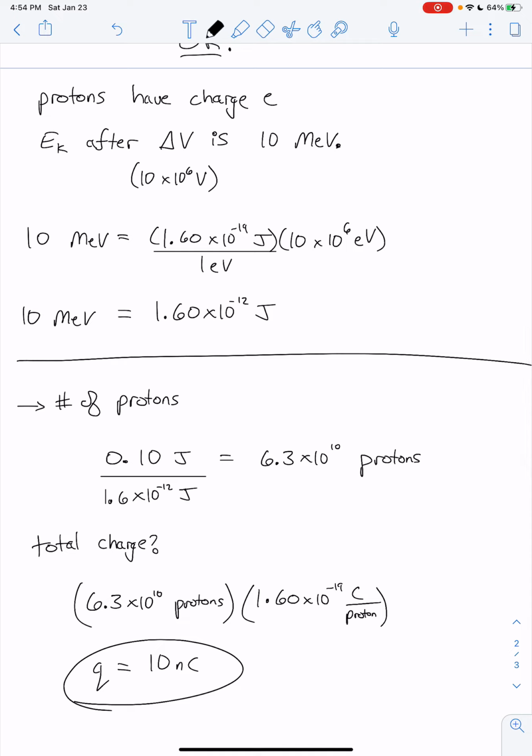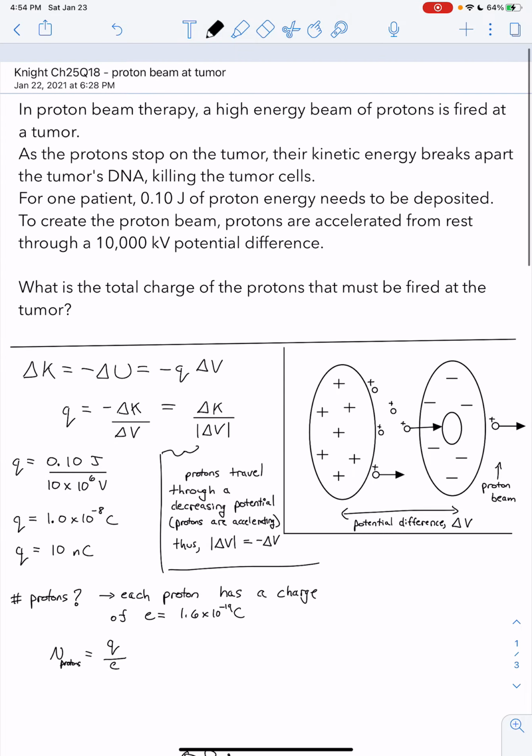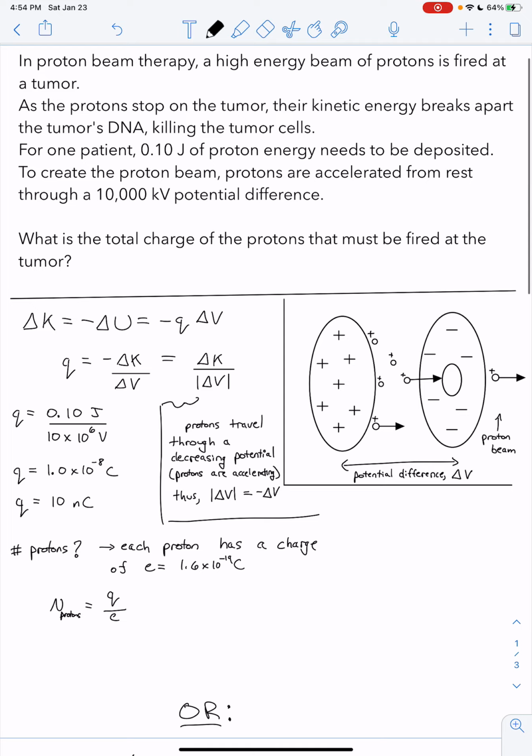So there are two different ways that you can get to the same answer. And it's good to be comfortable with doing it either way, using electron volts, and then being able to convert between the number of particles and the total charge. Okay, and that's it.